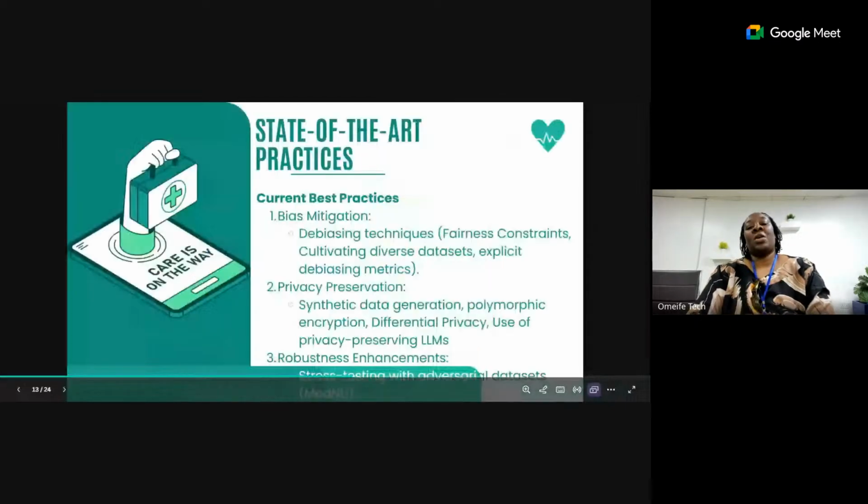Okay, now the state of the art practices. The current best practices we have when it comes to the biases, the privacy and robustness of LLMs. Google's MedPalm uses adversarial training to reduce bias. For privacy, federated learning lets hospitals collaborate without sharing patient data.